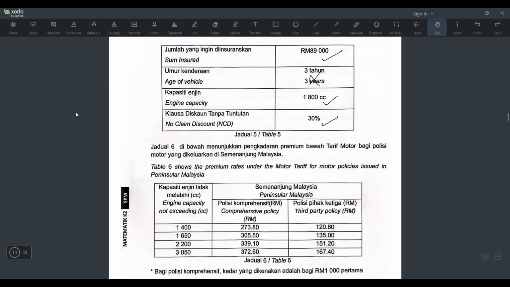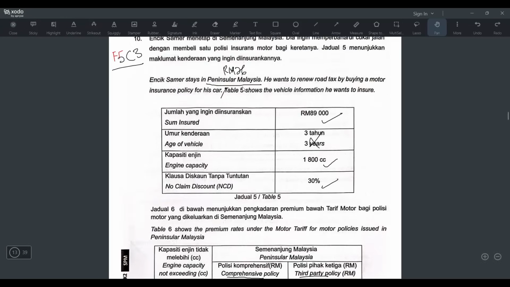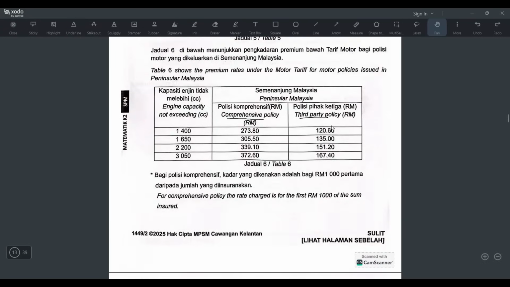Okay, what else? Table 6 shows the premium rate under the motor tarif for motor policy issued in Peninsula Malaysia. So this is the motor tarif. And if you tengok dari motor tarif, dia ada untuk comprehensive and third party. But the comprehensive is only for the first 1,000. That's why you have to plus with the sum insured minus 1,000 bahagi 1,000 darab 26 for this question because it's Semenanjung. The third party policy also written here, but I don't think we will use this for this question because the soalan tak suruh pun untuk cari third party kan.